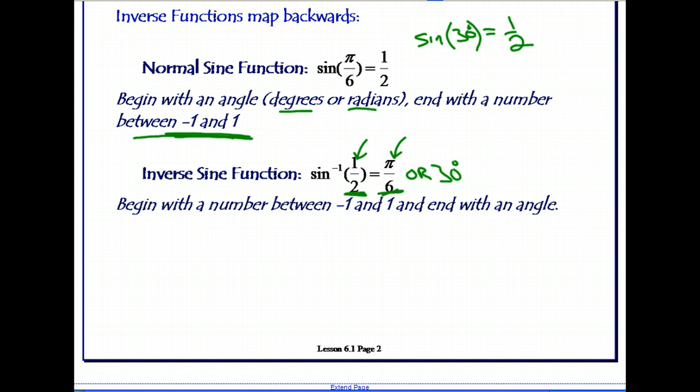Unlike your regular trig functions, where you put in angles. What's the sine of 30 degrees? What's the sine of 45 degrees? The inverse, you put in the number. What's the sine inverse of square root of 3/2? And you give back the answer, 60 degrees.